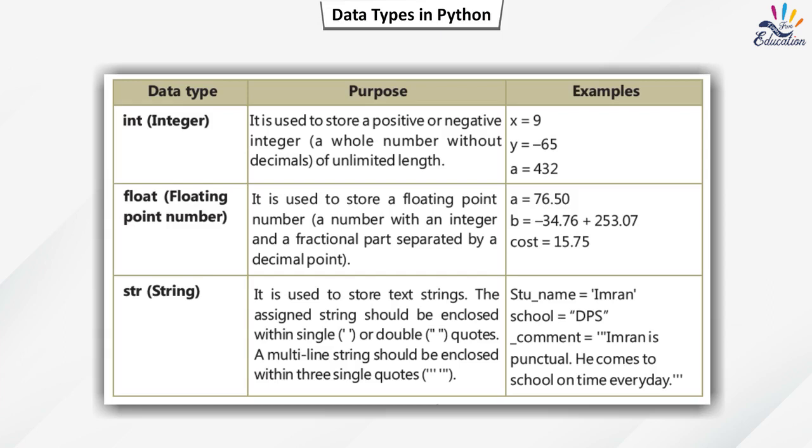int, integer. It is used to store a positive or negative integer, a whole number without decimals, of unlimited length. x = 9, y = -65, a = 432. float, floating point number. It is used to store a floating point number, a number with an integer and a fractional part separated by a decimal point. a = 76.50, b = -34.76 + 253.07, cost = 15.75.